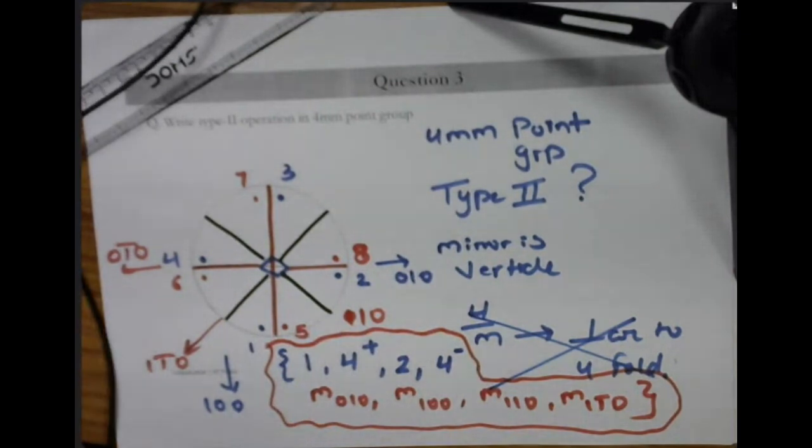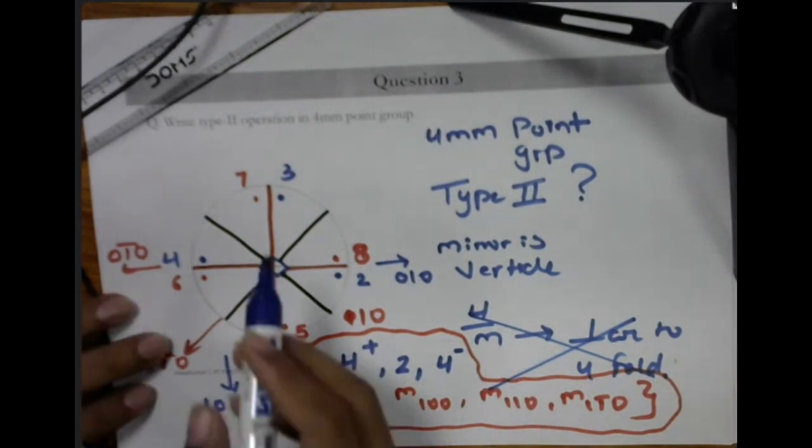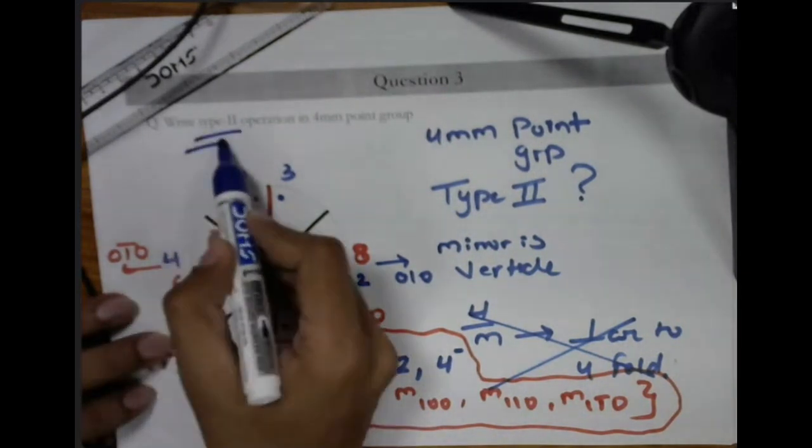So the question is not asking about all the symmetry operations. They are very specific about the particular operation. They want only type 2.